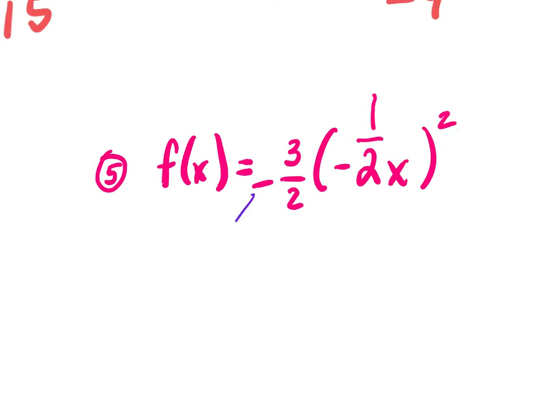I come to a negative that's out in front. That's going to give me a reflection over what? Over x. Over x, good. I have a 3 halves. Yes, that's a fraction, but 3 over 2. Is that bigger or smaller than 1? Bigger. It's bigger, so that's going to be a vertical stretch.